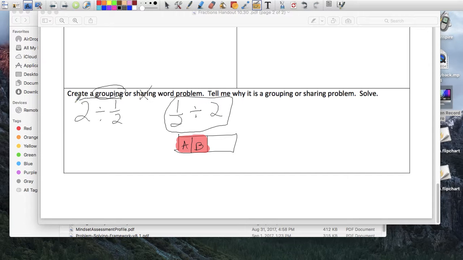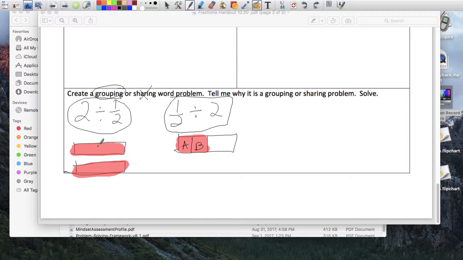Whereas this, you have 2 chocolate bars. 2 brand new chocolate bars, which you'll probably get a lot of tomorrow, being Halloween. 2 chocolate bars, can you share it among half a person? No, you can't, right? But it's easier for you to imagine how many halves exist in 2.